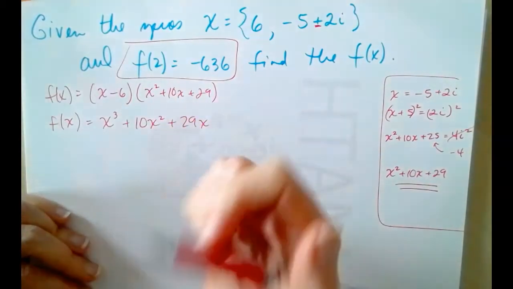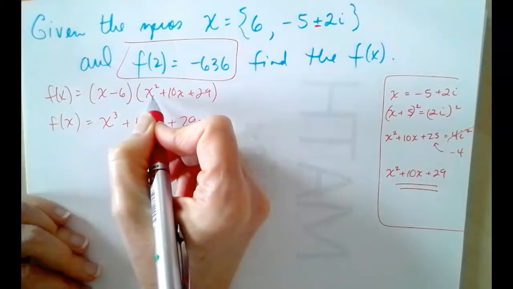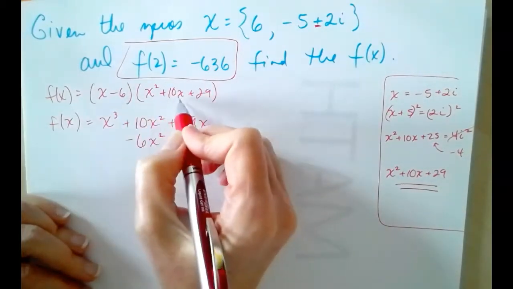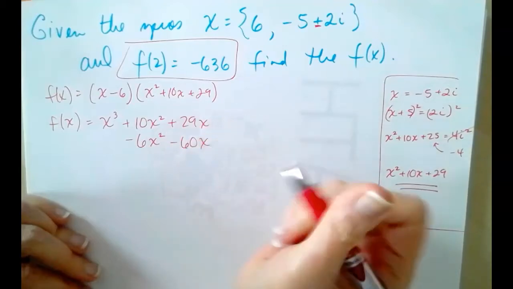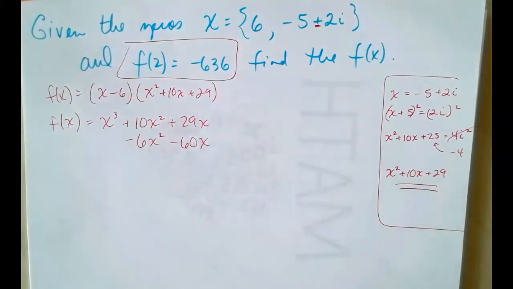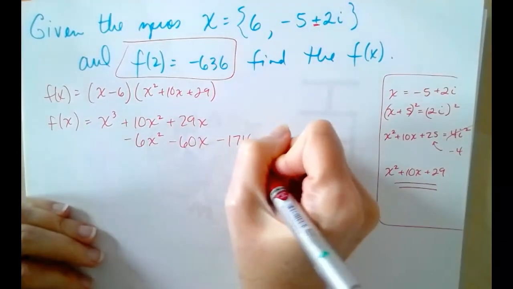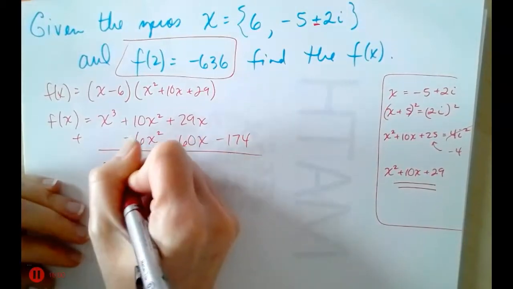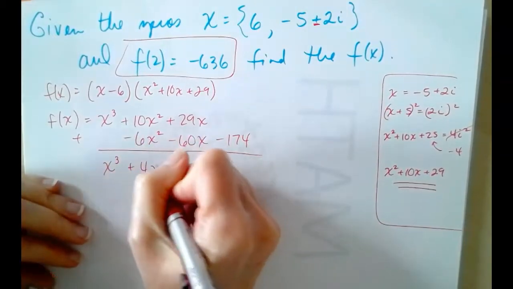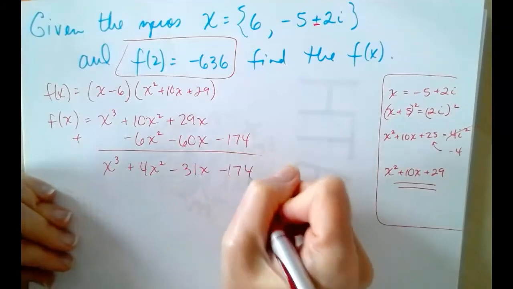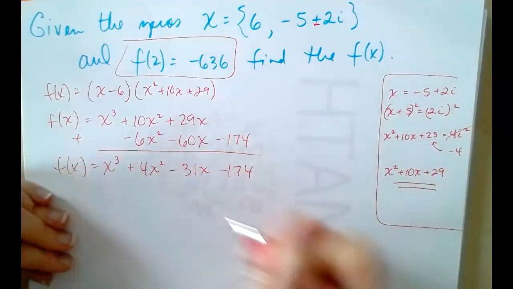I like to line up my like terms. Negative 6 times x squared, negative 6x squared. Negative 6 times 10, negative 60x. Negative 6 times 29. 6 times 30 is 180. 1 less 6, that is negative 174. So x cubed plus 4x squared minus 31x minus 174. So that's f of x.